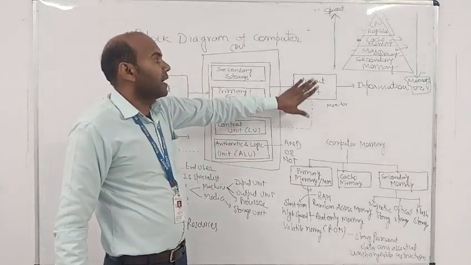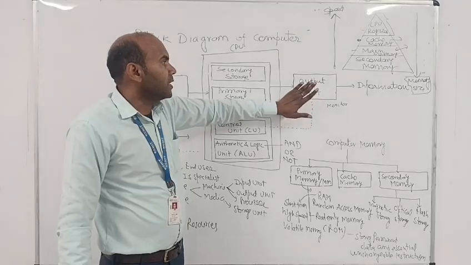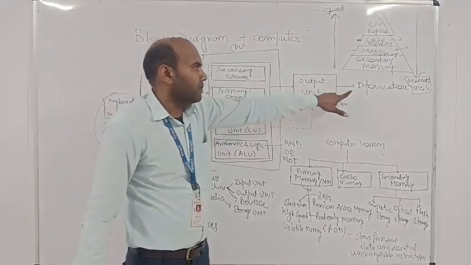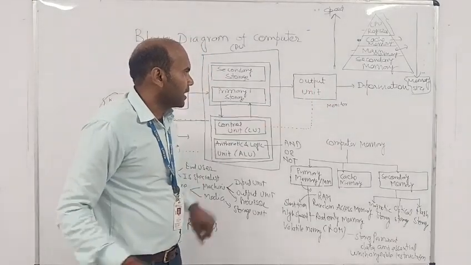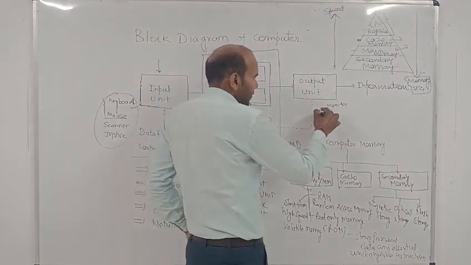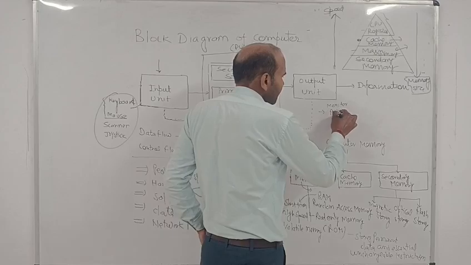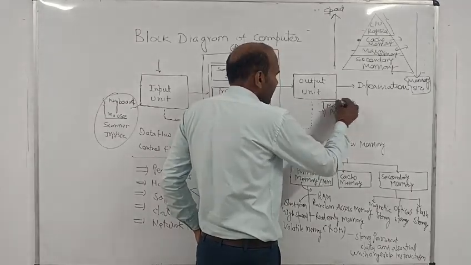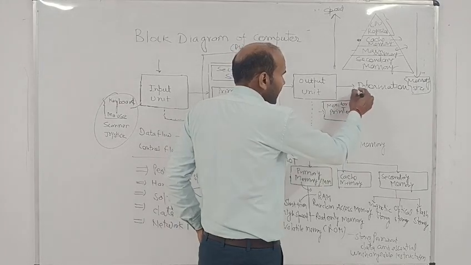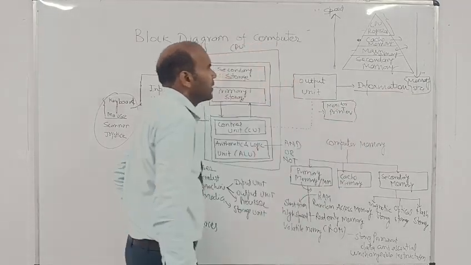And finally, this is the output unit. This unit produces the information. It involves output devices like a monitor and printer, and they represent the data in the form of information.